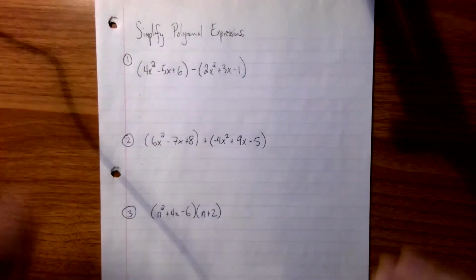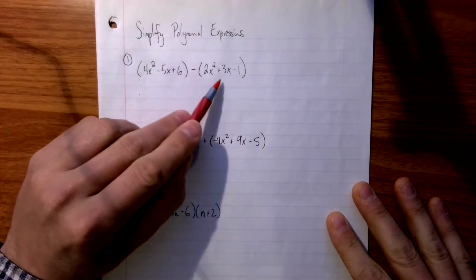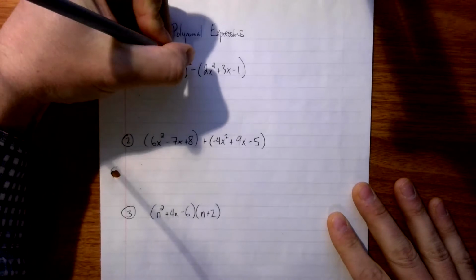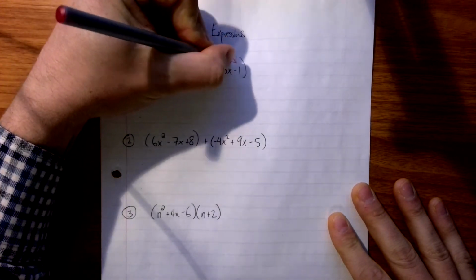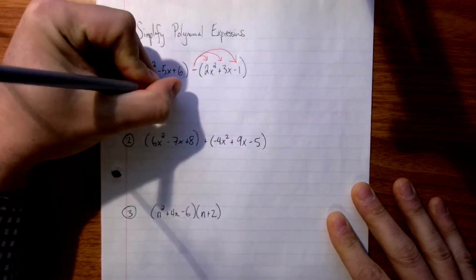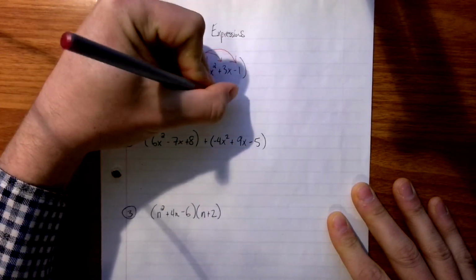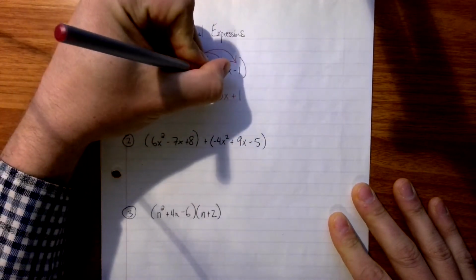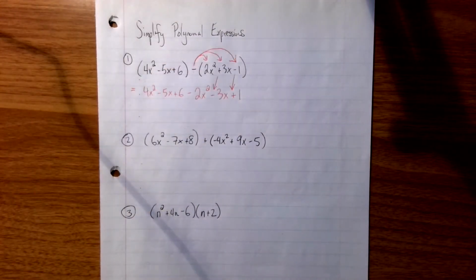So in number 1, we have this polynomial being subtracted by this polynomial. When you have subtraction, what you're going to want to do first is distribute the negative, or distribute the subtraction, which will leave us with the following expression. Remember that when you distribute that negative, it is going to change the signs of every term. At this point, all we're going to do next is combine like terms.